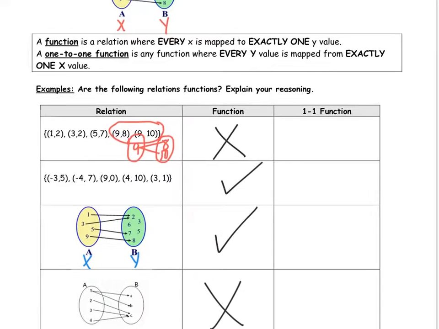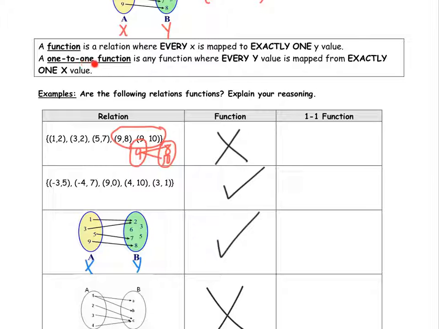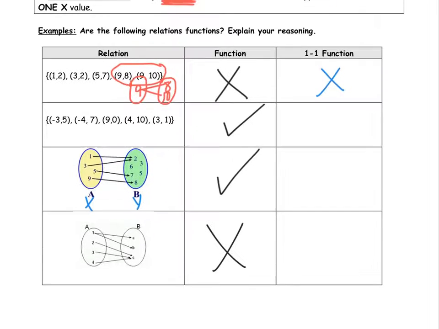Okay, let's now talk about the definition of a one-to-one function. Simply, a one-to-one function is any function where every y value is mapped from exactly one x value. So the biggest thing that I can say here is that if it's not a function, it cannot be a one-to-one function. So right away, this one's not a one-to-one function, and this one's not a one-to-one function. They cannot be a one-to-one function if it's not already a function first. See how the word function is in the definition?